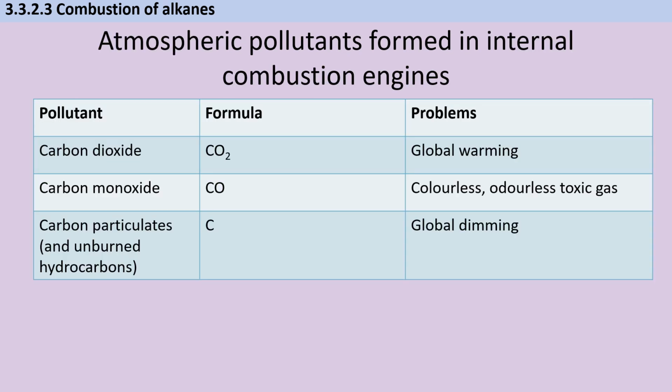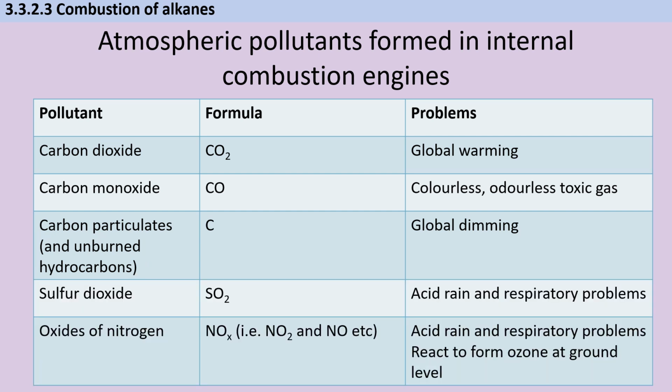If there's insufficient oxygen for complete combustion, then we could instead produce carbon monoxide, which is a colourless, odourless toxic gas that irreversibly binds to the haemoglobin in your red blood cells. Or we might produce carbon particulates, and also other kinds of particulates made from unburned hydrocarbons. These cause a phenomenon called global dimming, and this means that there are tiny particles in the atmosphere reflecting the sun's light back, so not as much sunlight reaches the ground.